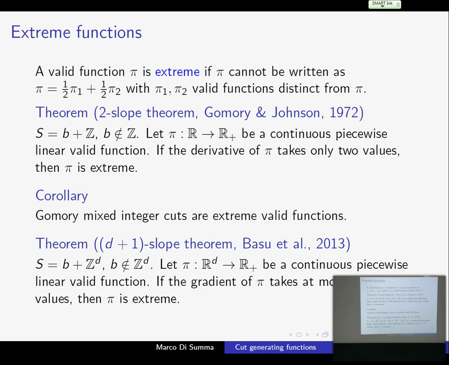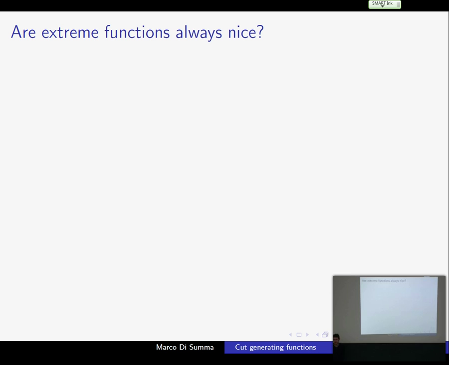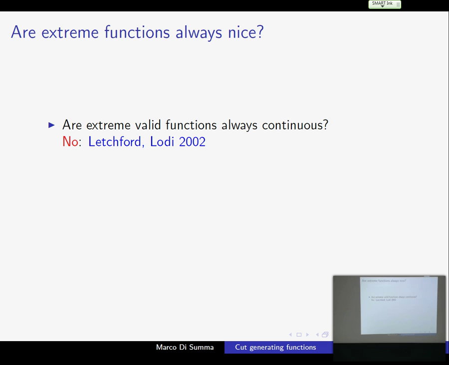So, for instance, there was this very vague question by Gomory and Johnson, actually a conjecture, that extreme functions are really nice. So, for instance, is it true that all extreme functions are continuous? Actually, this is not true. So there are many examples now, but the first one was found by Letchford and Lodi.